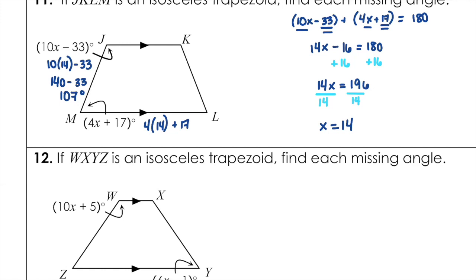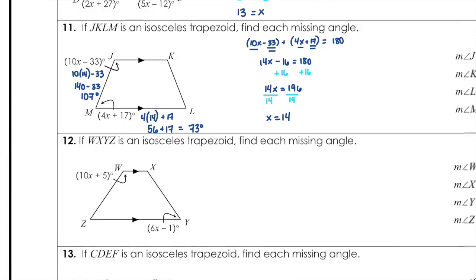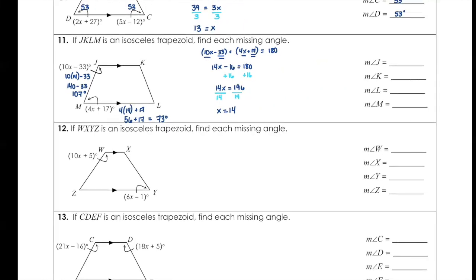Is that 76? 4 times 14? No, it's 73. Finally, 73? Correct, that's what I got. So that means my top base angles are 107. So J and K are 107.